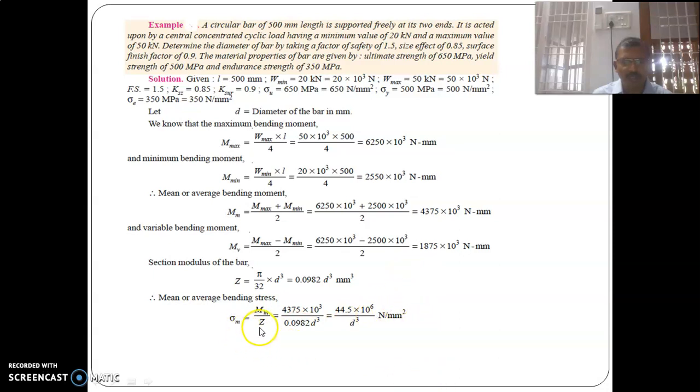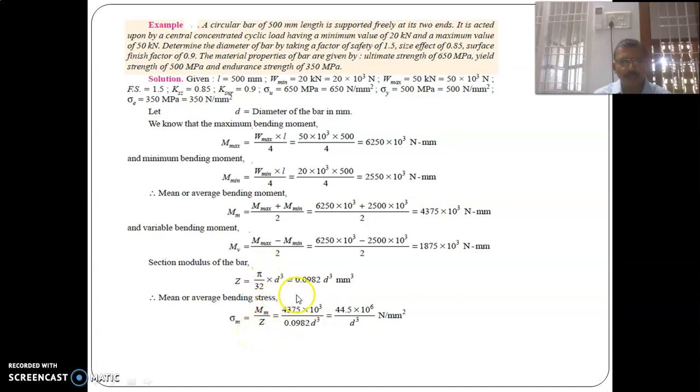Sigma equal to pi by 32 d cube. So y equal to d by 2. So z equal to I by y.